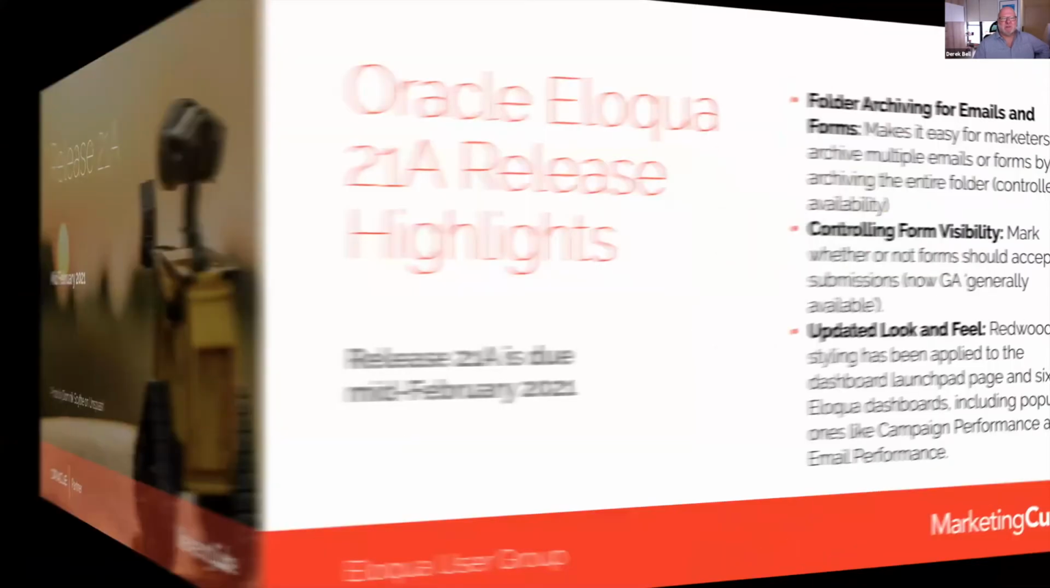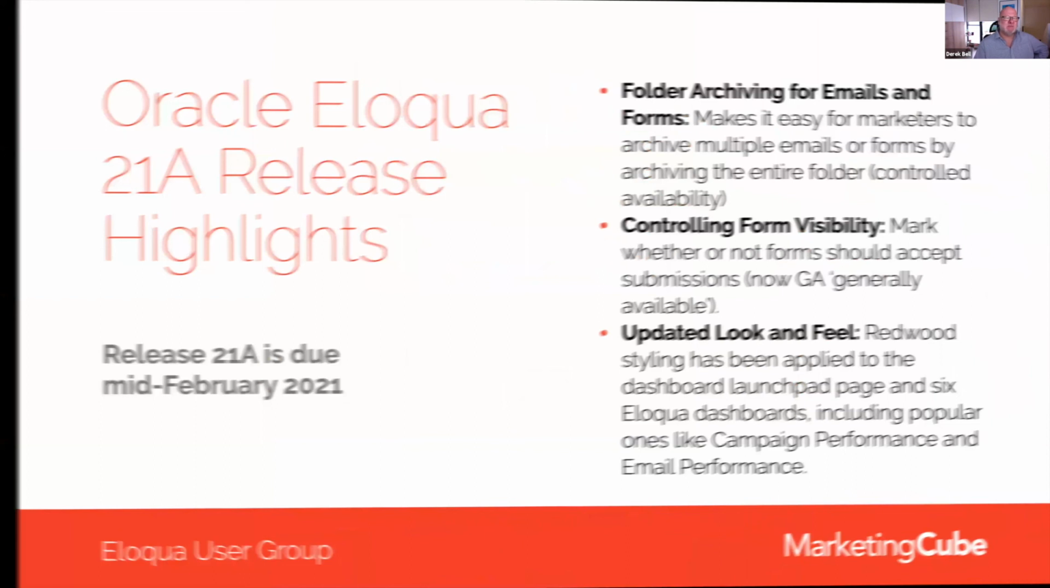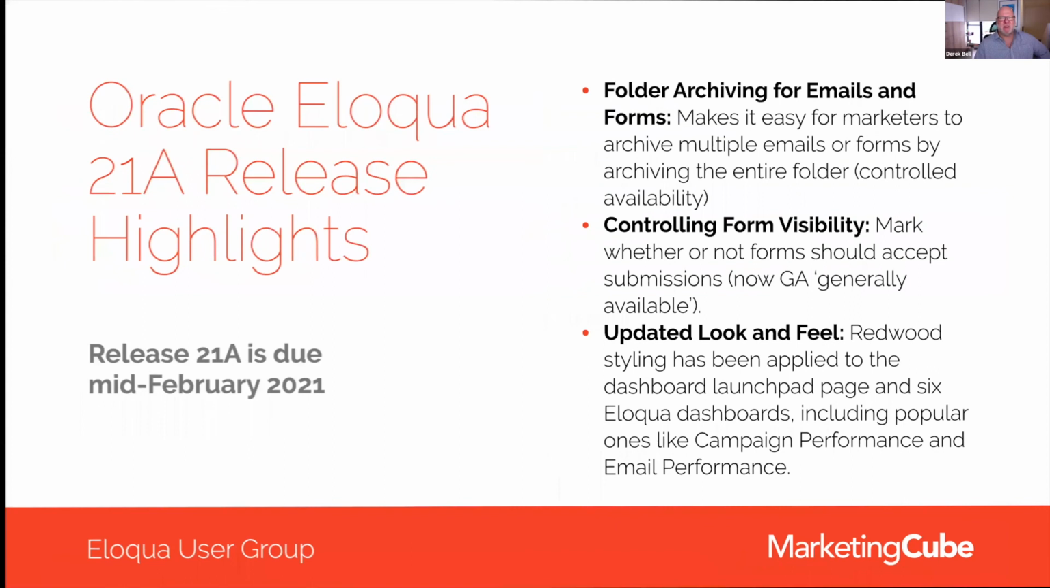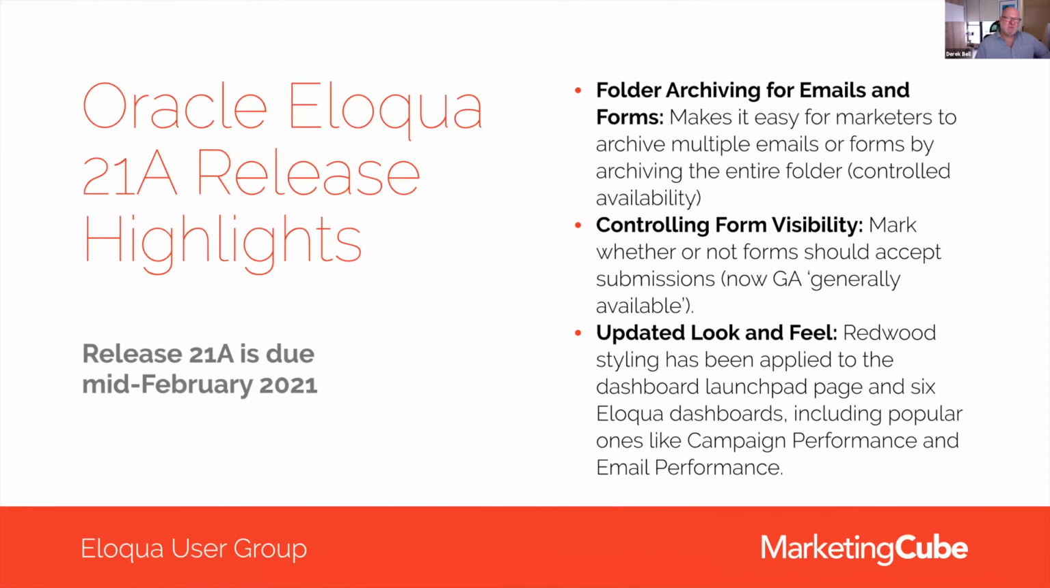Okay, 21A release highlights. Some of you may have seen this information buried in top liners. It's in the Eloqua Insiders group is where you'll find the information. This is one I've been waiting for: the ability to now do folder archiving for emails and forms. Up until today, but effective middle of February, instead of just having to archive each individual form or email, you can now take an entire folder and archive that entire exercise. Remembering the nice thing about archiving is that it removes the forms or emails from any search results.